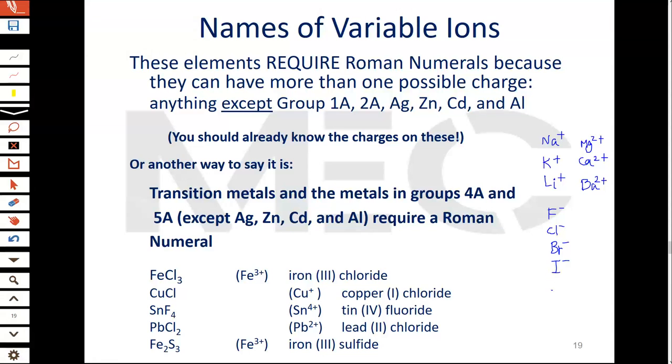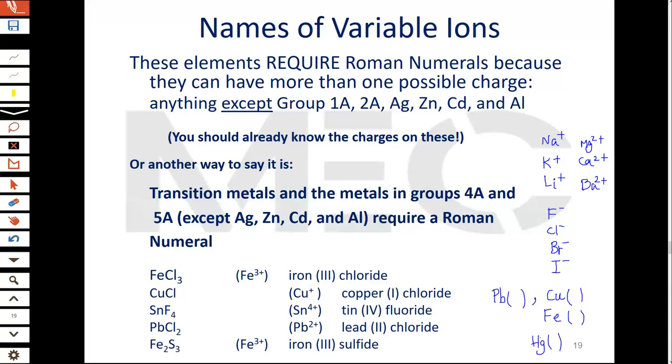But if copper is mentioned, or if iron is mentioned, we need to write a numeral. We don't know what charge of copper is involved or what charge of iron is involved. And for mercury it is again the same thing. For lead it is again the same thing. We'll see some examples to know which elements have this property.